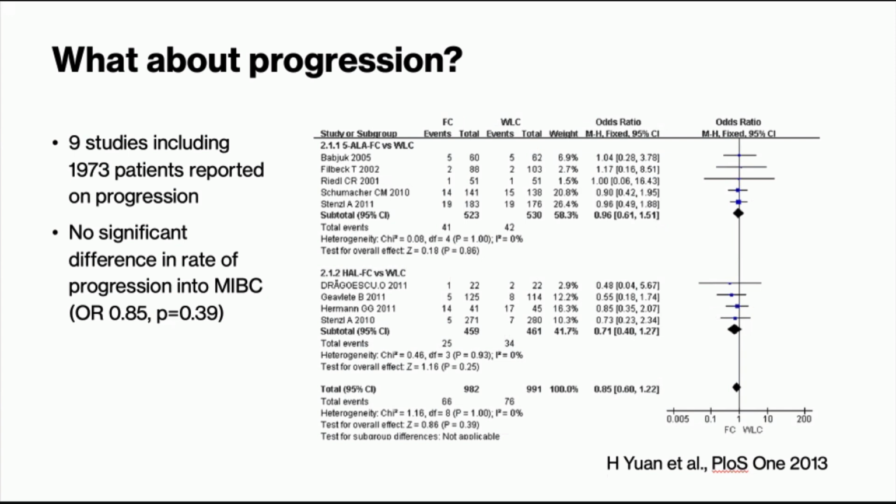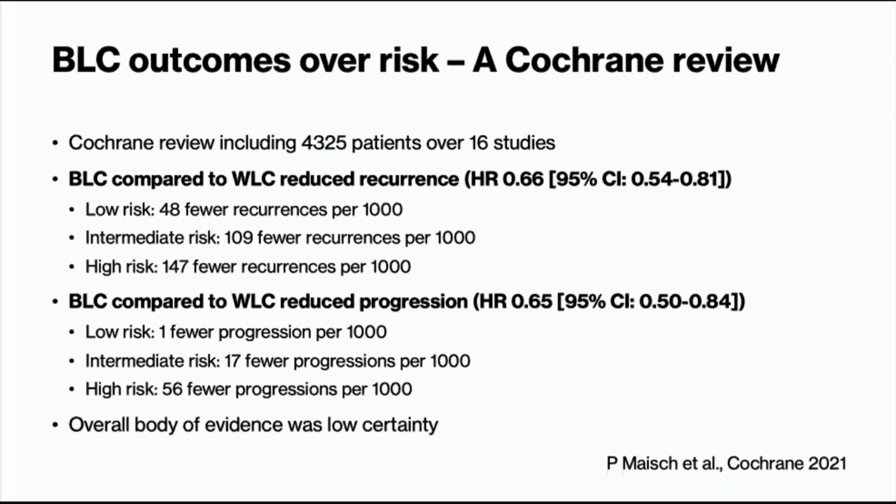So what has been done to try to address this? Well, more recently, this Cochrane review was done in 2021, including more studies, more patients. And here they were able to demonstrate again that there is a reduced recurrence when using blue light cysto, but they also suggest that there's a reduced rate of progression when you use blue light cystoscopy. But the overall body of evidence was of low certainty because the studies that were included were of varying quality, low sample sizes, and had a mixture of 5-ALA versus use of HAL. There were significant differences in the use of post-op chemo or induction therapy.